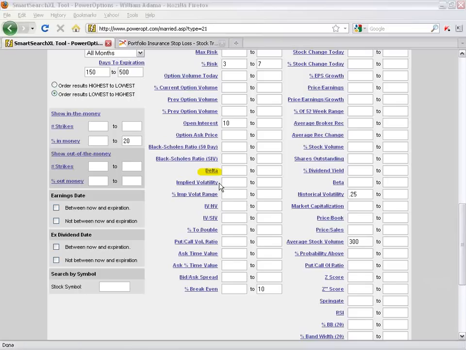Implied volatility. Since we're buying a put option, we might want to restrict the range of implied volatility. You don't want to see options with a very high implied volatility, as that means it would be overvalued. We could restrict that with the Black-Scholes ratio, the IV-HV range, or just the strict implied volatility filter for the option.